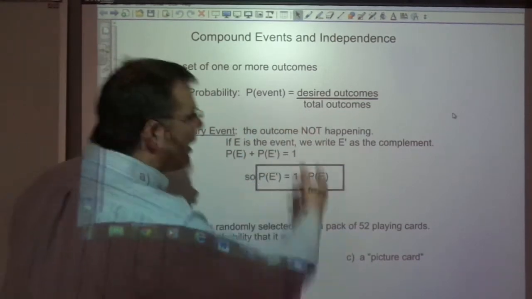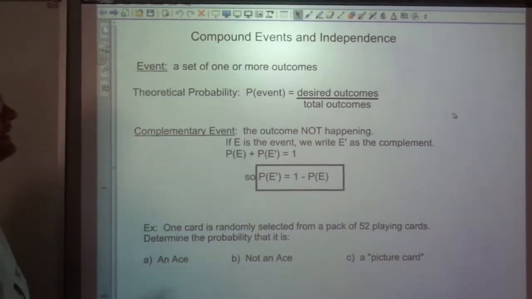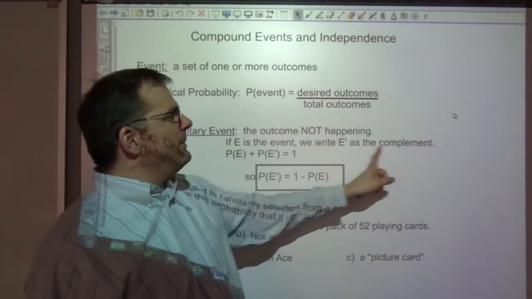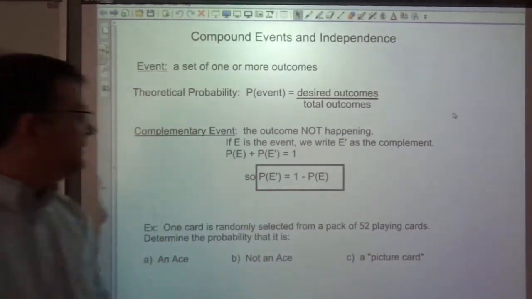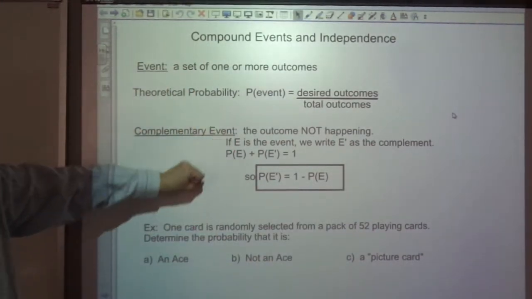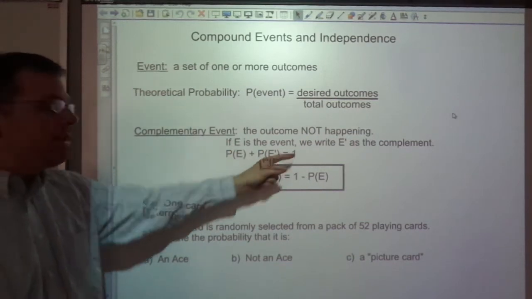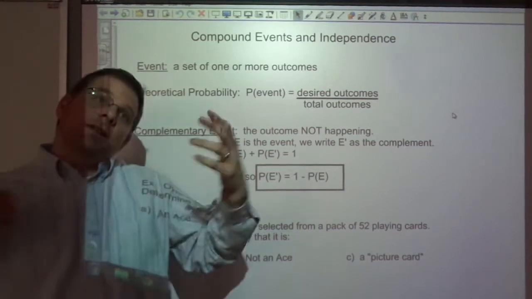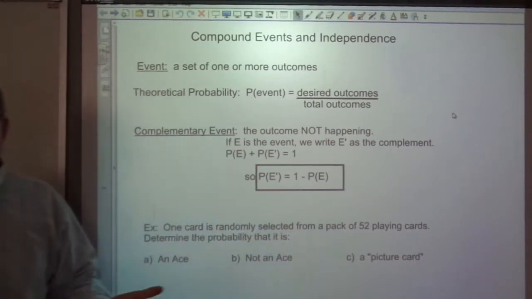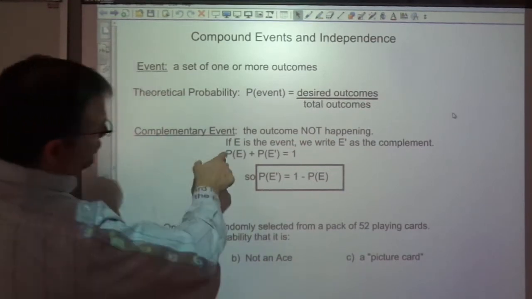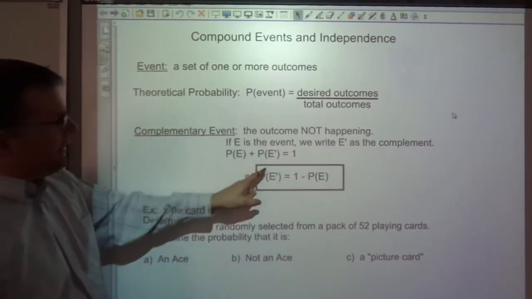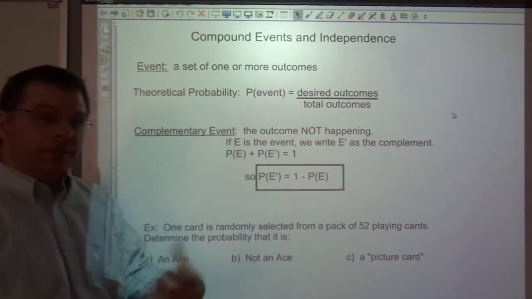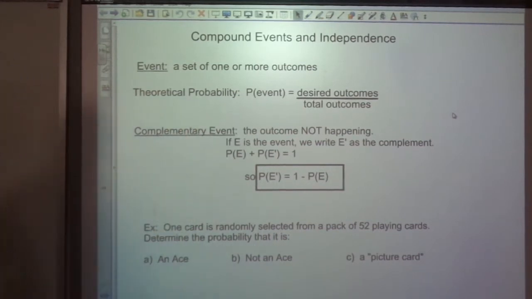Now, complementary event is basically the opposite of the event happening. It's the outcome not happening. And so if E is the event, we would write this little E prime, we write that little notation there, that means the complement, that means not E. So the probability of E happening plus the probability that it doesn't happen equals 1, because it always equals 100%. The probability of it raining today and it not raining today adds up to be 100%. Always. So if I subtract the probability of E, we can find E complement is equal to 100%, or 1, minus the probability of E happening. And we're going to use that as we move forward.